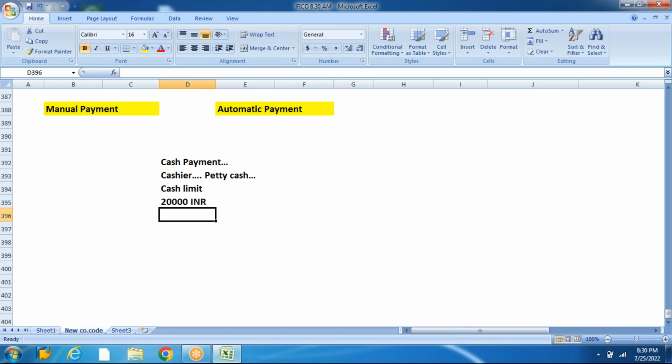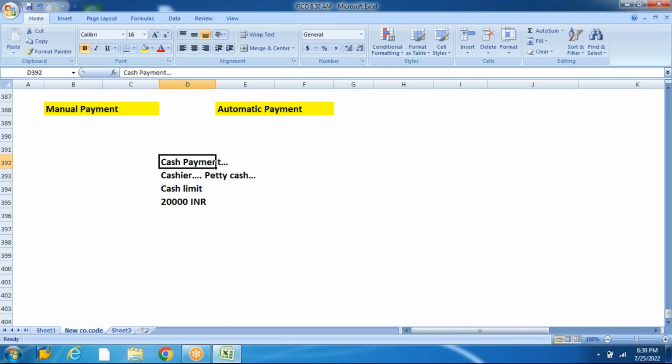If any cash is received beyond 20,000, let's say he has collected cash of some 40,000, what will he do? He will keep only 20,000 with him, and whatever cash is received in excess above his limit will have to be deposited in the bank. Clear? Yes, sir. Because he is not authorized, he is not supposed to maintain the excess cash with him. It has to be reconciled and deposited in the bank on a regular basis.